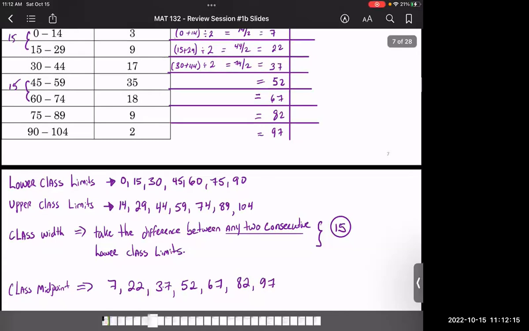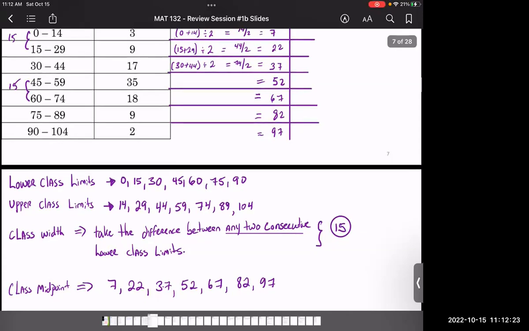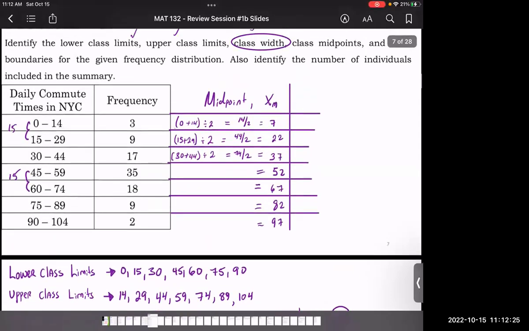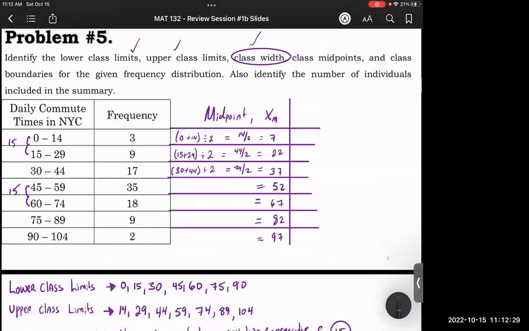Just 2 more things for us to do here. Right, so I have the class midpoints already listed above. So all I'm going to do is just scroll back up real quick so I can finish off my table. You see, we've got 2 things left to do. Those are to get the class boundaries and then identify the number of individuals in your data set.